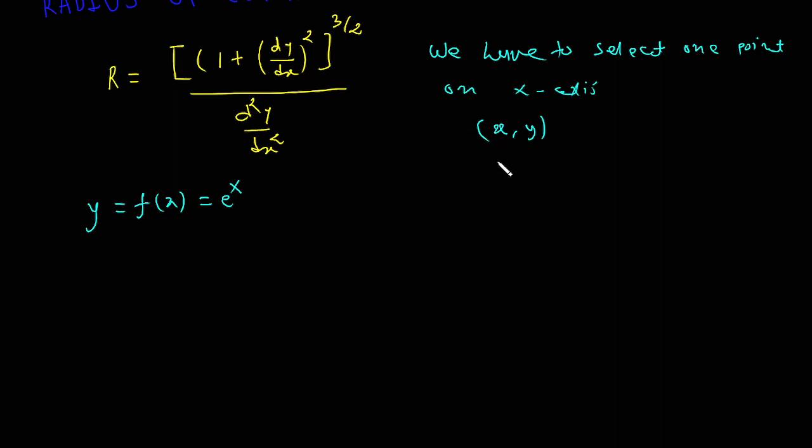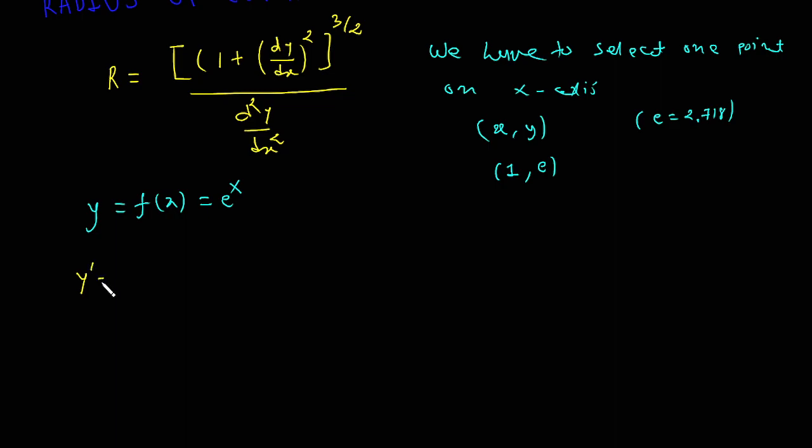Let's assume I am taking x as 1. From this function, what will be the value of y here? Simply put the value of x here, so we get e. Recall, the value of e is 2.718. So now we have selected one point. To find the radius of curvature at this point, we need the first derivative of this equation, and also the second one. First of all, let's find the first derivative.